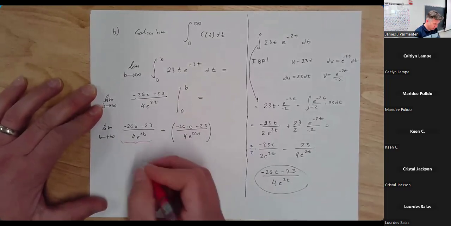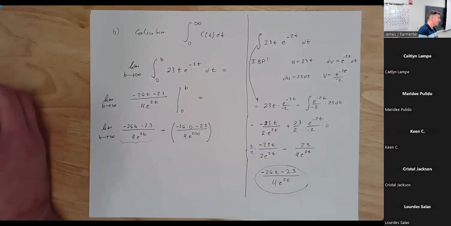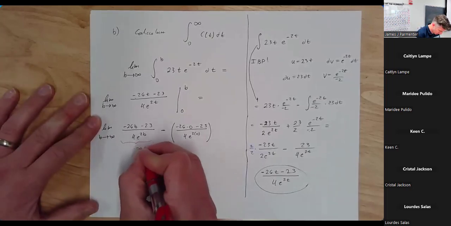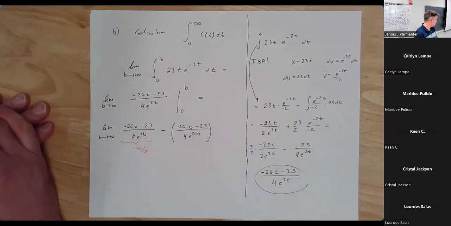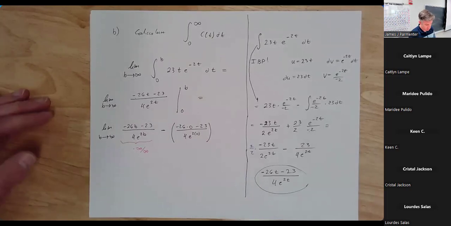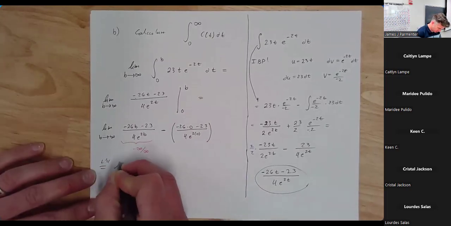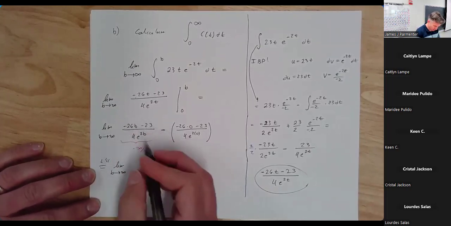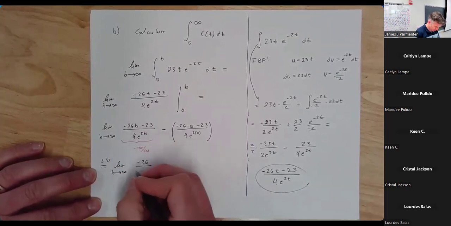This is an infinity over infinity type of limit. Specifically a negative infinity over infinity, not that it really matters which sign of infinity we have. But for this limit, we can use L'Hopital's rule. In fact, we need to use L'Hopital's rule. So using L'Hopital's rule, we get the limit as b goes to infinity. The derivative of the top part is negative 26. The derivative of the bottom part is 4e to the 2b times 2.